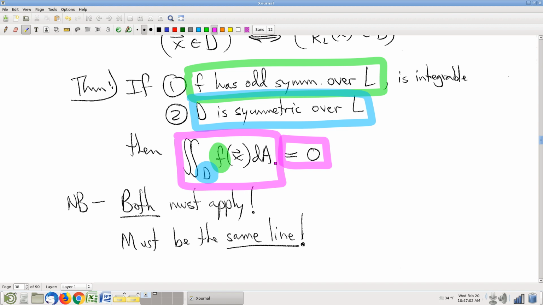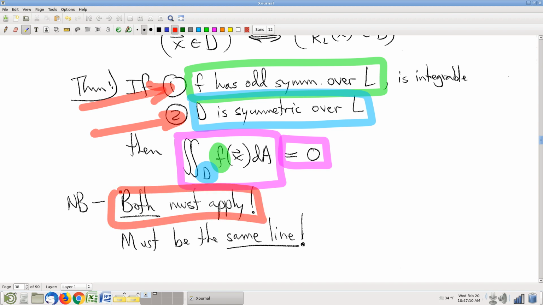Do be careful. Both of these have to apply. There are so many cases where students will notice, hey, look at that domain. My domain is beautiful. It's so perfectly symmetric. Integral is 0. It doesn't work. It's not good enough for the domain to be symmetric. The function has to have odd symmetry in order to invoke this theorem. Right, so don't be too trigger happy with the symmetry theorem. The argument doesn't make any sense unless the function has odd symmetry.